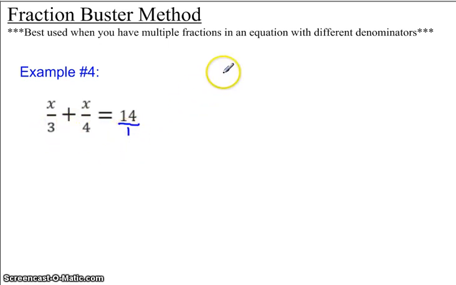What you want to do is find the least common denominator, the LCD. We don't even really have to think about the 1, because it's 1. So really we just have to find the least common denominator between 3 and 4. The least common multiple of 3 and 4 is really just multiplying them together, which is 12. So the least common denominator is 12. Our goal here is to transform these fractions so they have a denominator of 12.